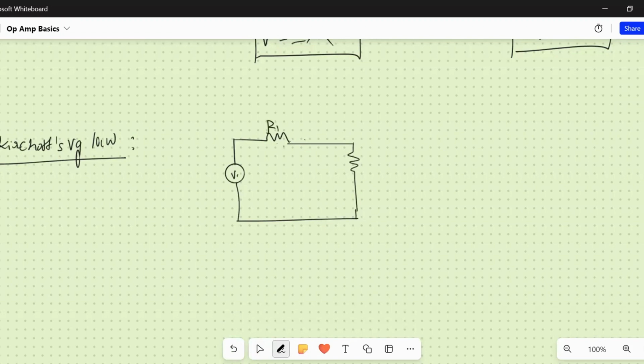Let us call this R1, R2. Let me try to understand. This is the drop across R2. Can I call this, let us say, VR2, whatever the voltage? Okay. So this is the current.